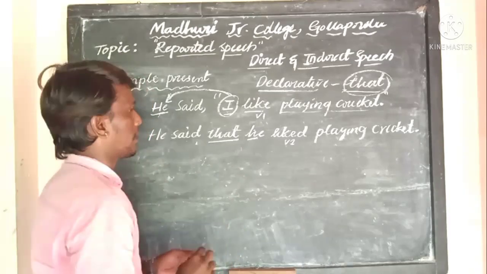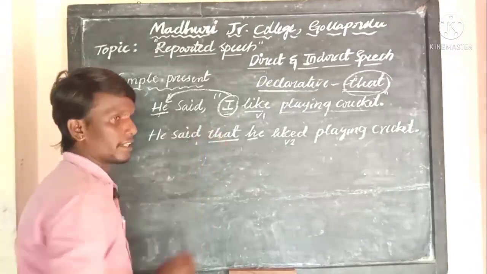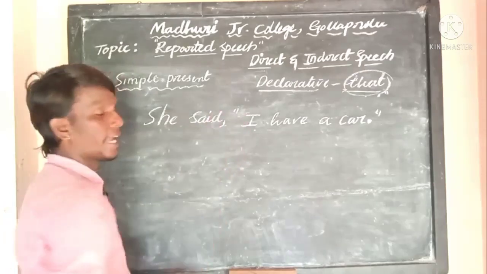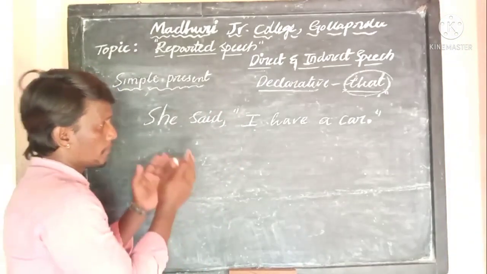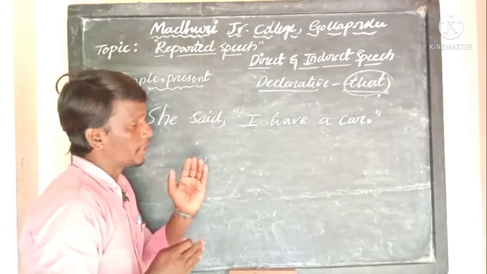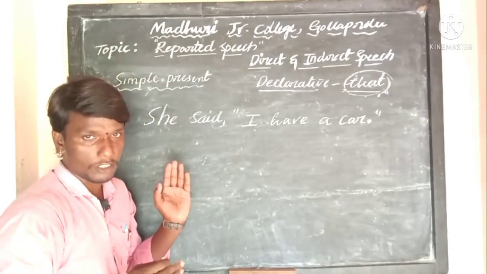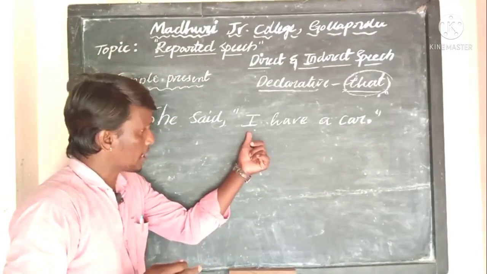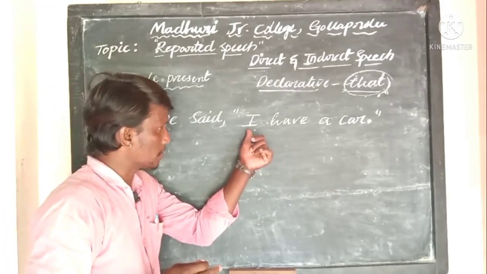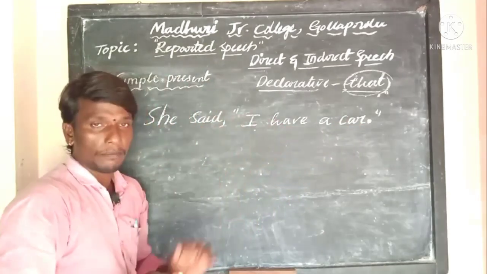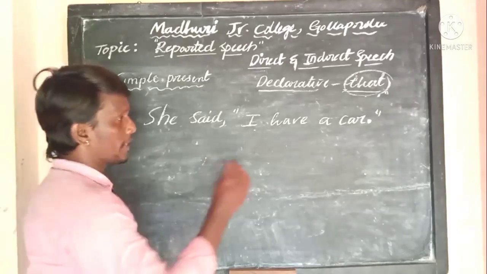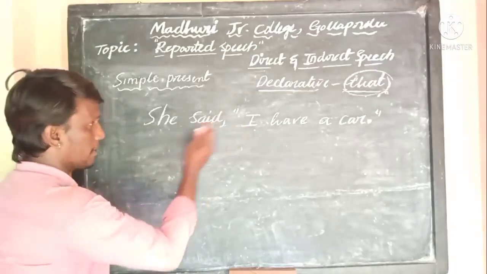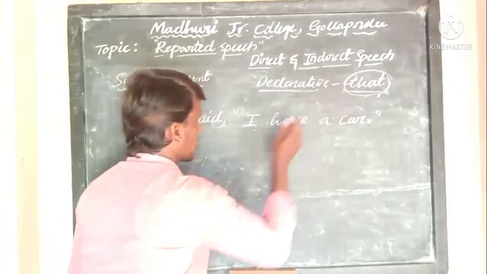Now let us practice another example. She said, I have a car. The very first thing is to identify whether the statement ends with a full stop or not. The statement ends with a full stop, and it started with the subject. Therefore it is a declarative sentence. When it is a declarative sentence, you should use the conjunction that again. Let us combine the reporting part with the reported part using that.